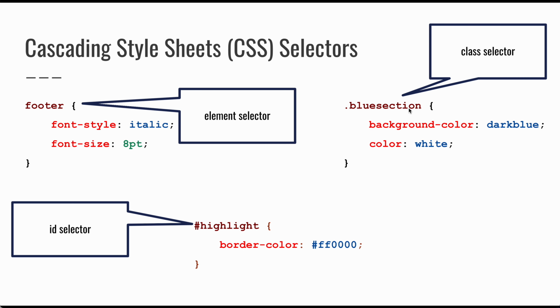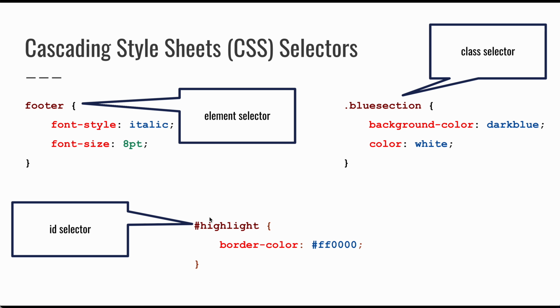We have a class selector that will set anything that we set a class attribute on the HTML element. So we would say class equals blue section, no period. The period actually identifies that it's a class, but when we use this in practice, we would use class equals blue section. And that will set the background color to dark blue and the color to white. You can also use hex codes like you see here.